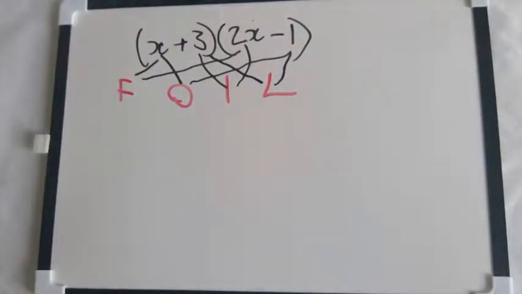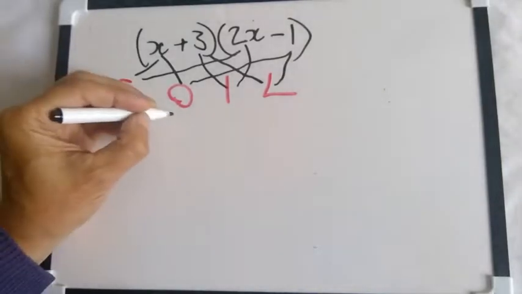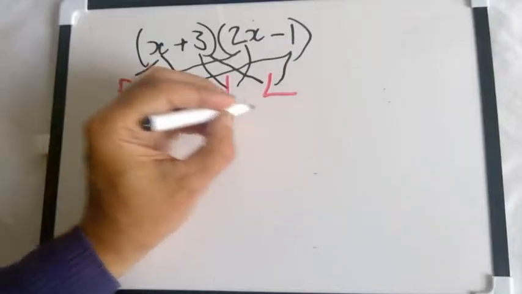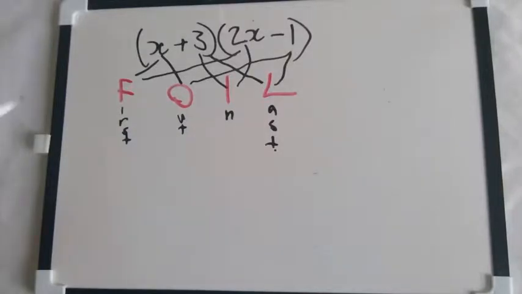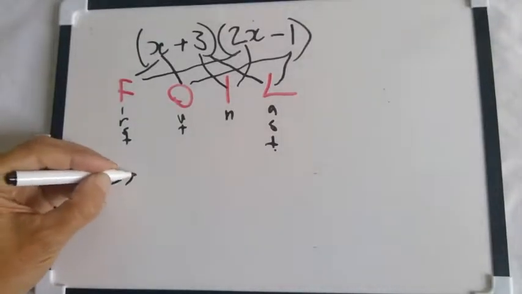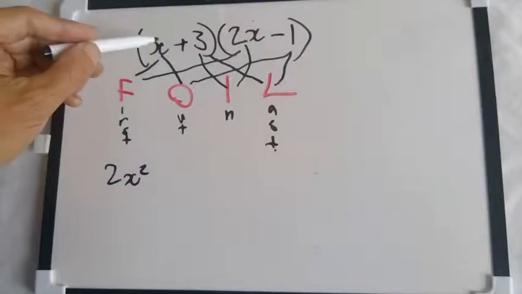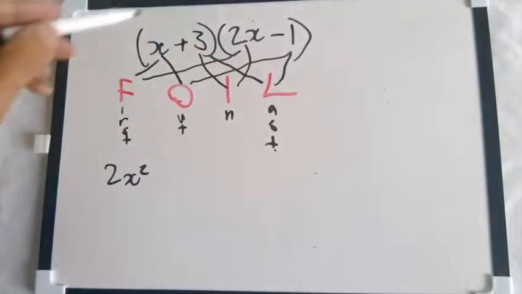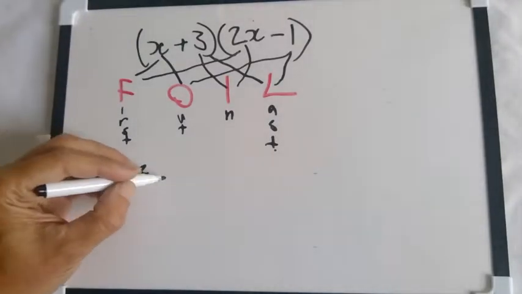Eventually we'll get used to this, but FOIL is quite a good way of thinking about it to start with. So we do the first, outside, inside, and last. From the first, we multiply x and 2x together, which gives 2x squared. Then we do our outside ones: x at the start, and at the very end a minus 1. x times 1 is x, x times minus 1 is minus x. So that's our outside one.